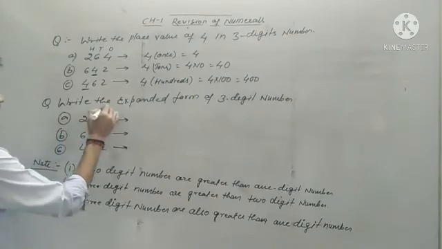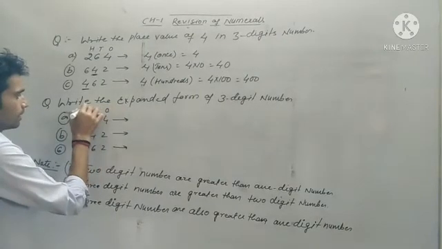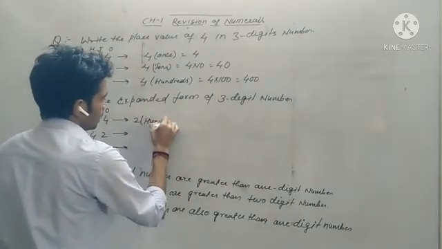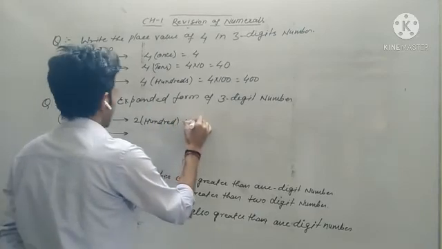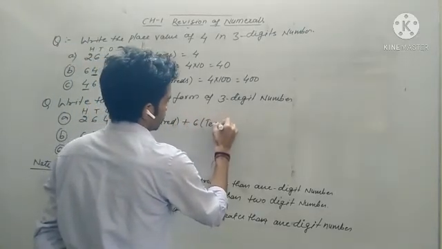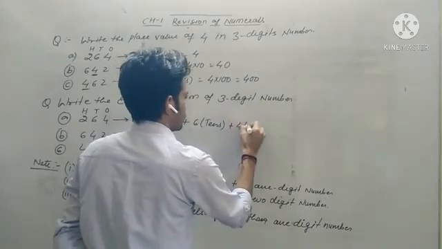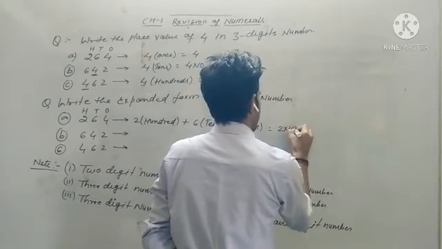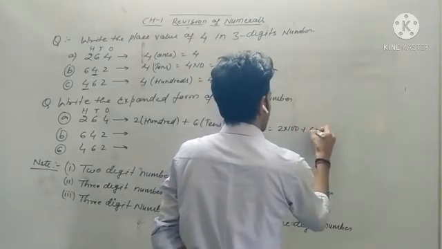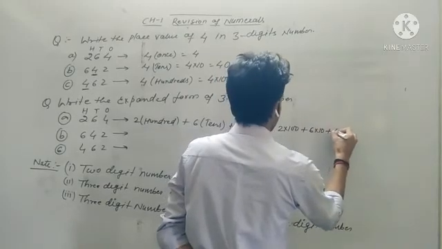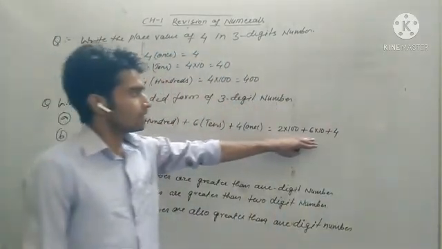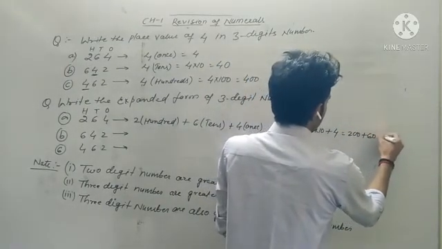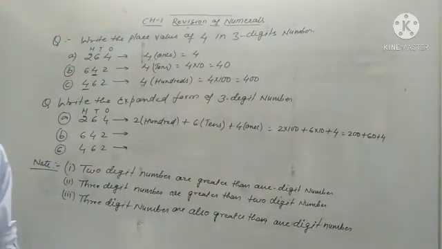So next question: write the expanded form of a 3-digit number. Here is a 3-digit number, 264. This is the ones place, this is the tens place, and this is the hundreds place. So we can write 2 hundreds plus 6 tens plus 4 ones, and this is equal to 2 into 100 plus 6 into 10 plus 4. This is the expanded form, and we can also write 200 plus 60 plus 4.